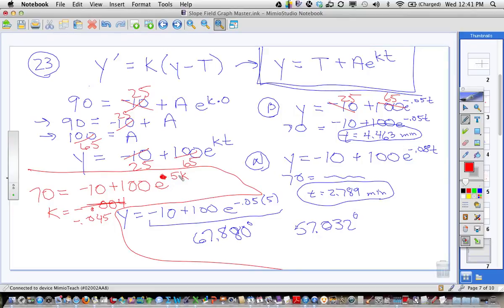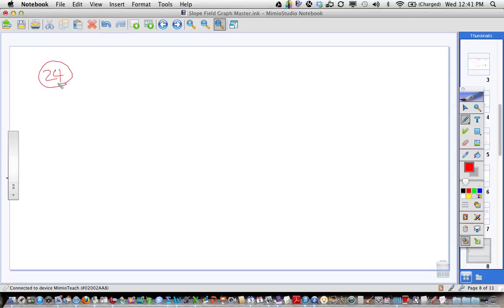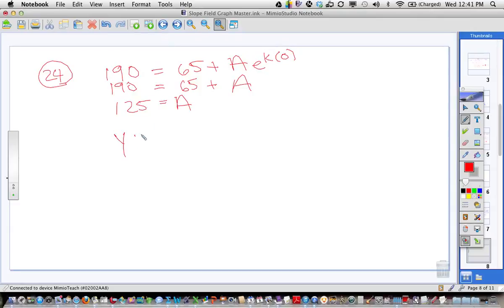And so that's very much like what would happen on 24. We can just talk about that very quickly. On 24, we've got the same scenario. The coffee started at 190. What were the surrounding temp? 65. So again, we don't know the A, but we do know that at time 0 it's 190. So e to the 0, of course, is 1, so that gives us a plus 65 is 190. We subtract the 65, so that's 125. There's our A.